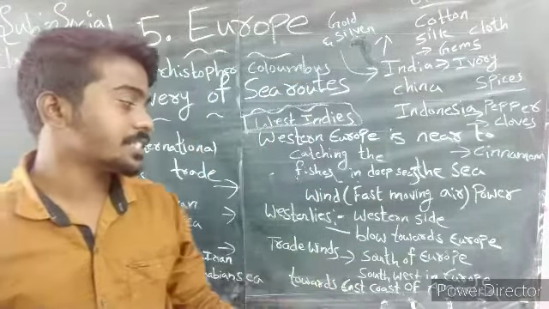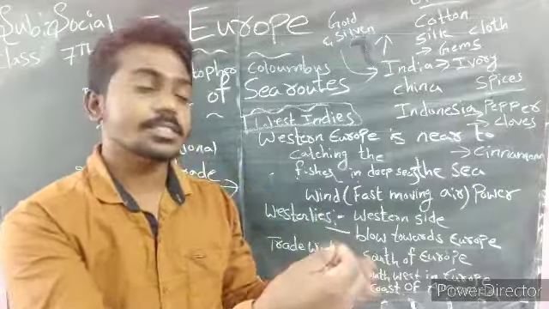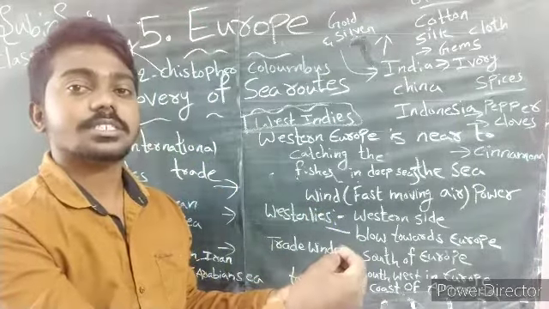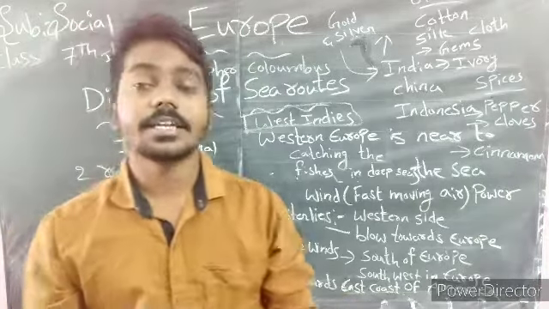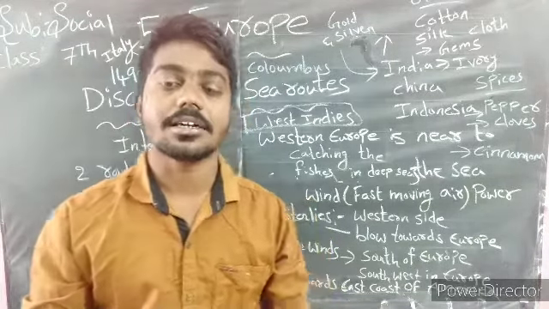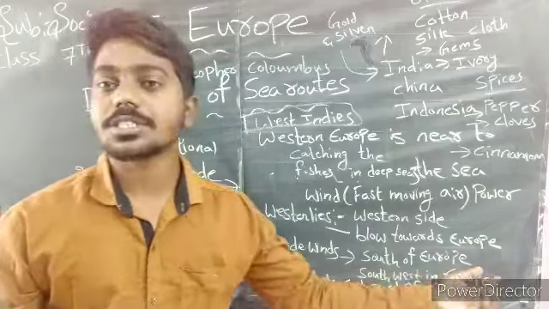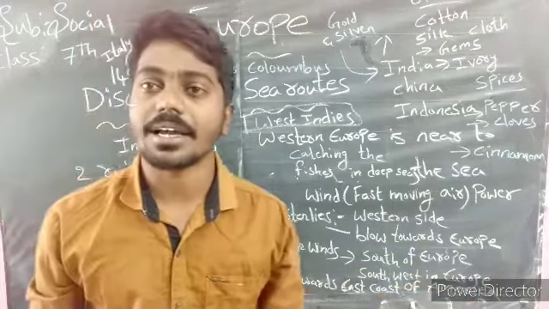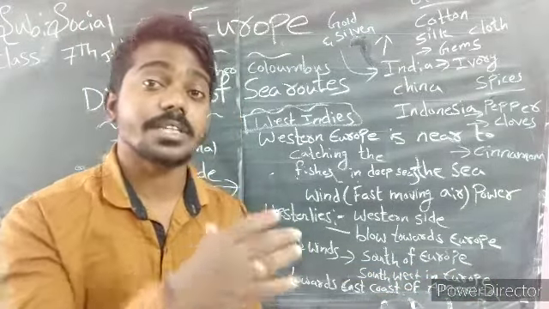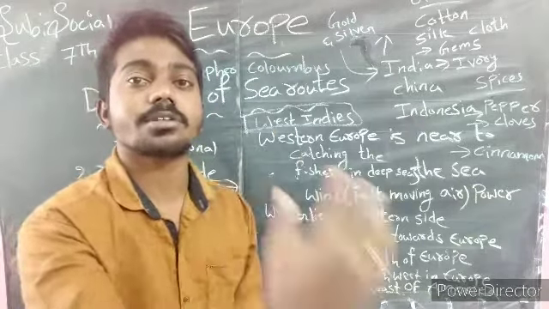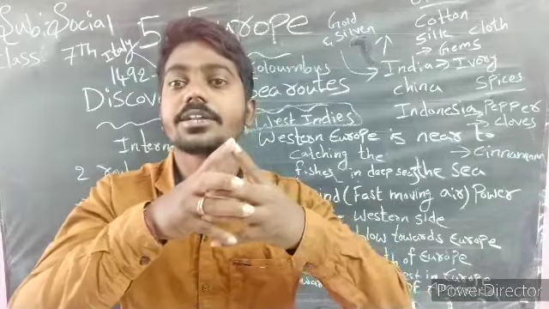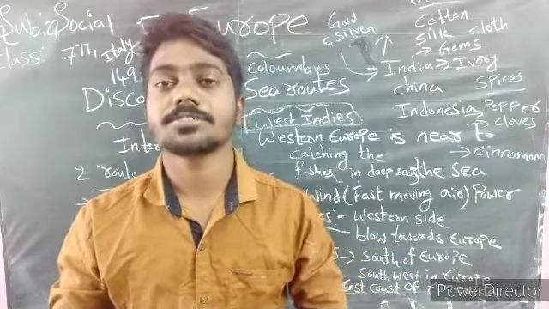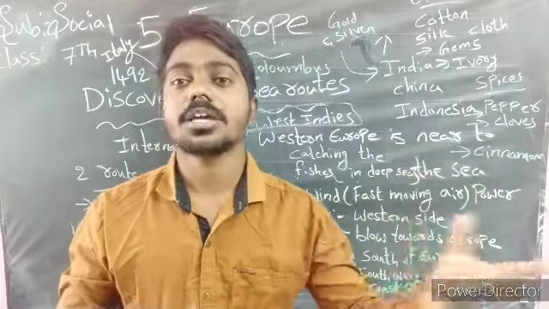And if you take the trade winds from the south of Europe, they blow to the southwest of Europe towards the east coast of America. Trade winds blow from the southwest of Europe to the east coast of America. By these trade winds we can go easily from Europe to America. These two winds are in opposite directions. That is why we can go easily by ships between the North American continent and the European continent.